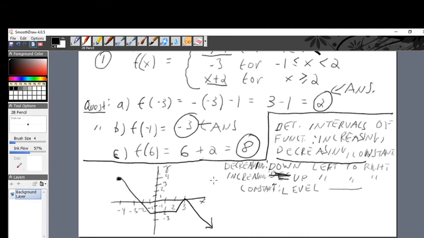Okay, so now the interval between -4, including -4, until you get to -1, including -1, on the x-axis, it is decreasing. From 3 to infinity, it is decreasing.